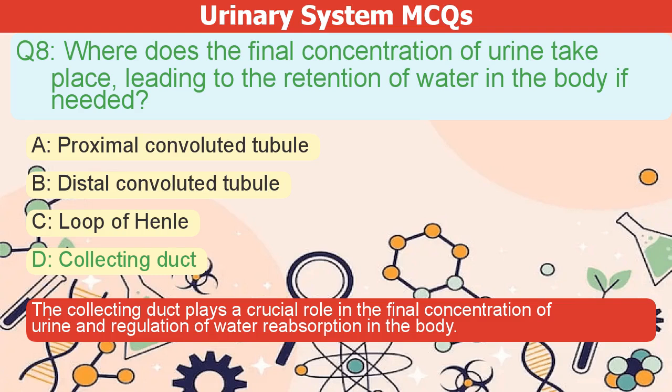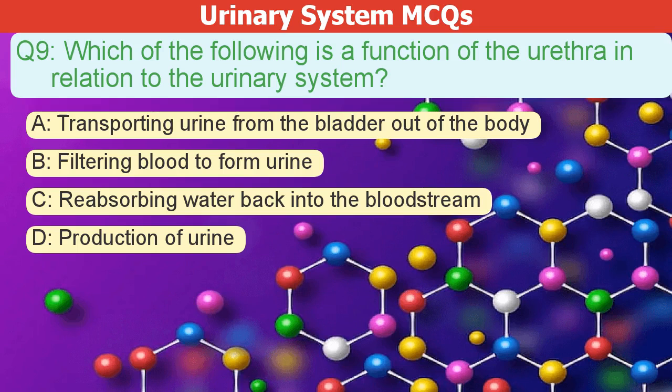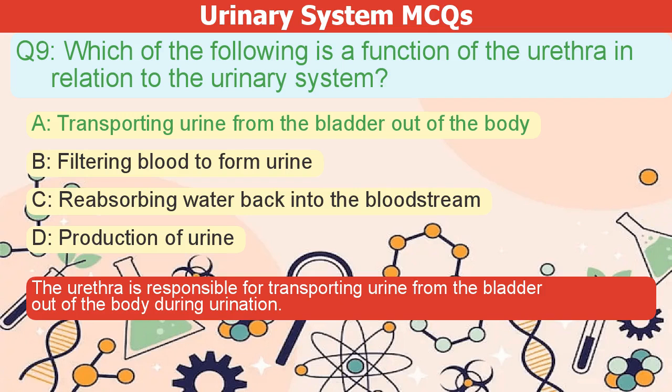Which of the following is a function of the urethra in relation to the urinary system? A. Transporting urine from the bladder out of the body. B. Filtering blood to form urine. C. Reabsorbing water back into the bloodstream. D. Production of urine. The correct answer is A. The urethra is responsible for transporting urine from the bladder out of the body during urination.